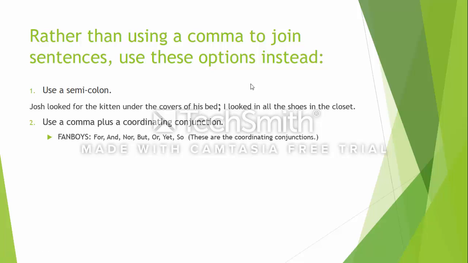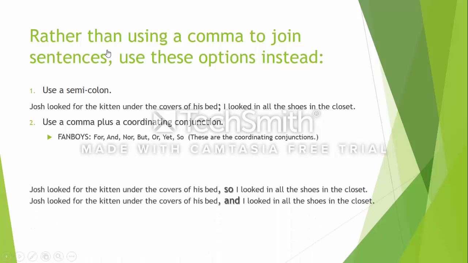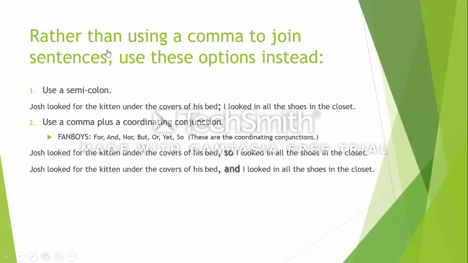We can also use a comma plus a coordinating conjunction. We remember what these are by using the acronym FANBOYS. For, and, nor, but, or, yet, and so are the coordinating conjunctions. So we can take two independent clauses and combine them by means of a comma plus one of these coordinating conjunctions. And I've given you two examples here.